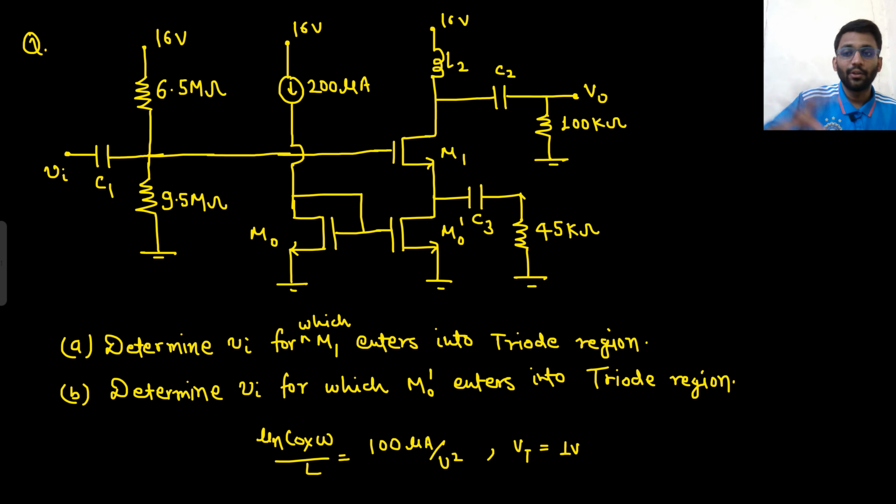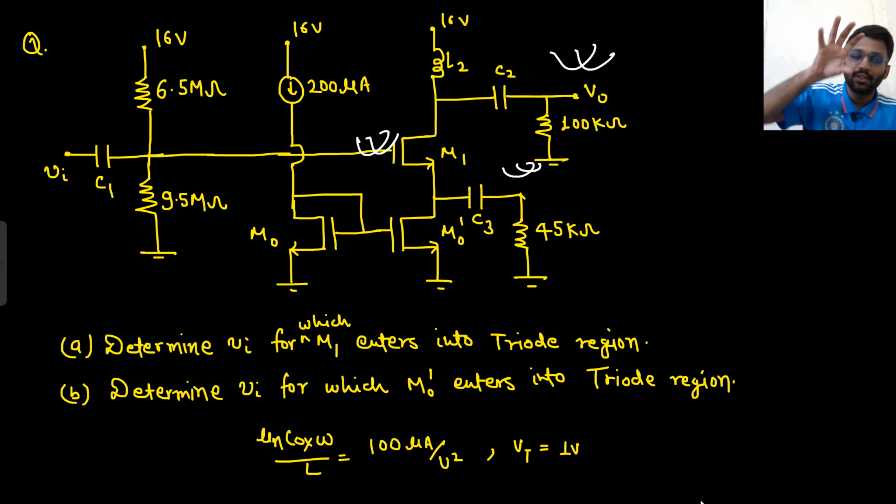Now what you are doing? You are applying some AC signal. Because of that, these potentials will change. You apply some AC signal, these potentials will change because of that. So you have to determine the particular value of V in for which it enters into triode region. Currently, it is working in saturation region.